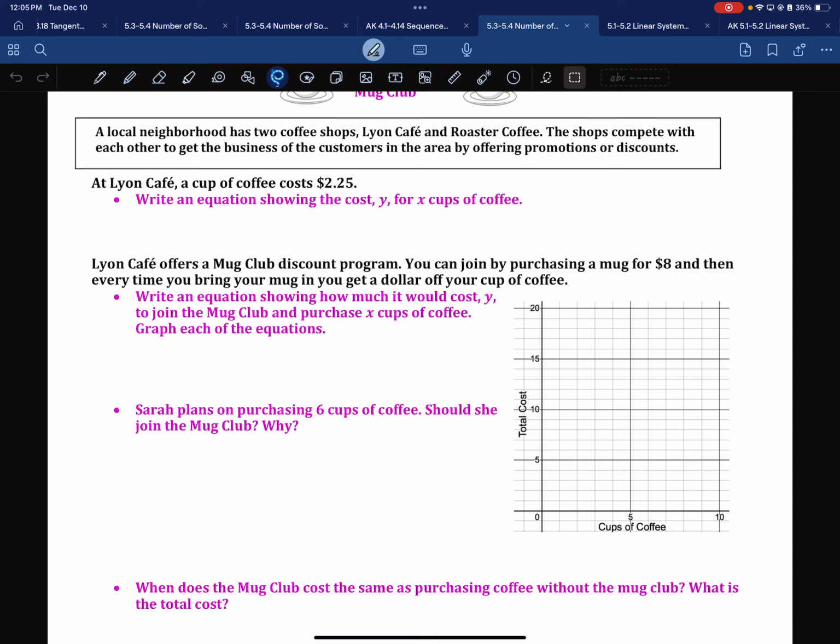So what does X represent? Does X represent the days? Yes. Yeah, so if you have the mug club, you bring it every time you buy.